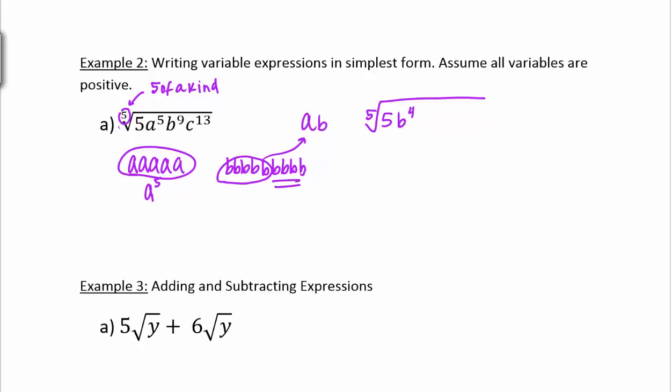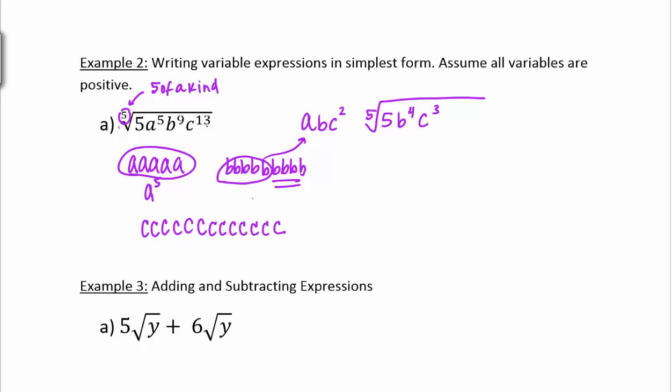And then lastly, I have c to the 13th. So 5 goes into 13 2 times, and there are 3 left over. And I'm going to write it out just so you can see what I'm talking about, if you don't like to do it in your head. 5, 6, 7, 8, 9, 10, 11, 12, 13.